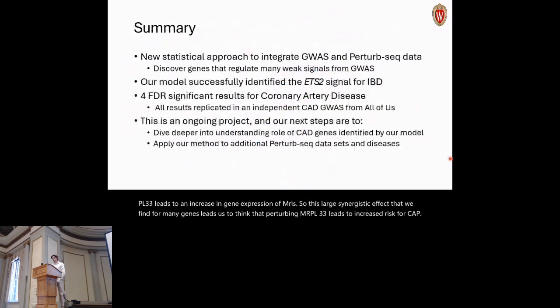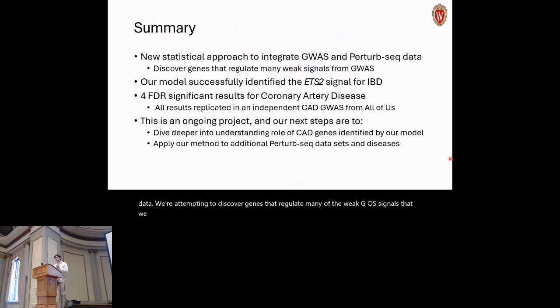So in summary, we've introduced a new statistical approach to integrate GWAS and Perturb-seq data. We're attempting to discover genes that regulate many of the weak GWAS signals that we see and explain some of these GWAS signals. And our model was able to successfully identify the ETS2 signal for inflammatory bowel disease in macrophages, and we find 4 FDR significant results for coronary artery disease, and replicated all of these results in an independent GWAS from All of Us.